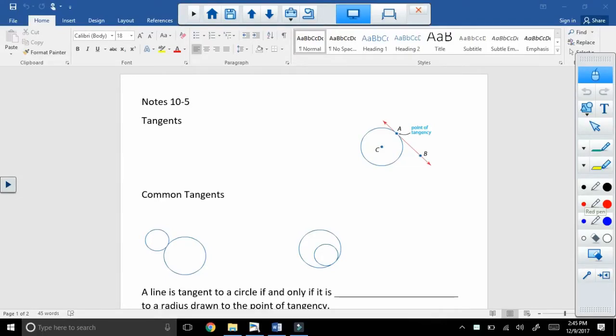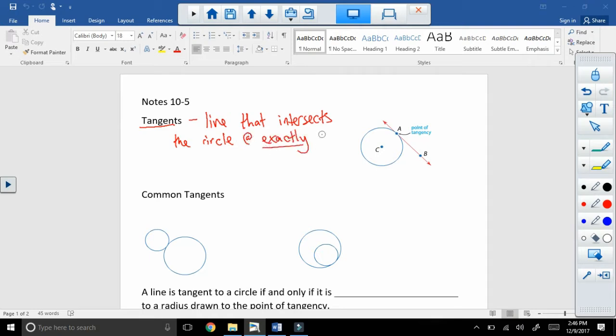Class, today's lesson is all about tangents, and when we're referring to tangents with circles, we're not referring to the opposite over adjacent side like we did in a right triangle. When we're talking about tangents for a circle, we're talking about a line that intersects the circle at exactly one place. And this line does have to be in the same plane, but all the ones we're going to do are going to be like that.